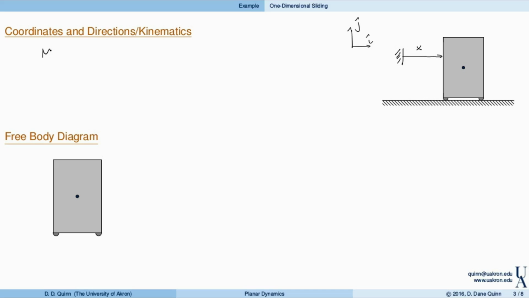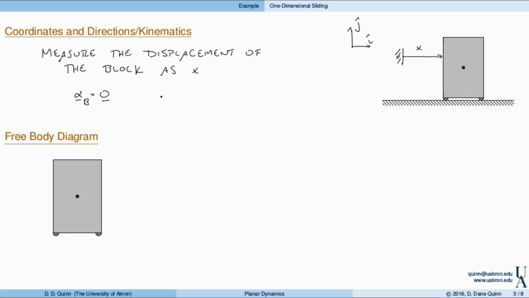So we will measure the displacement of the block as x, again from some reference point that we choose. So now, since the block does not rotate, we don't need to measure its rotation. So there's no angle that we need to describe in terms of the rotation of this block. And that again implies that the angular acceleration of the block is 0.